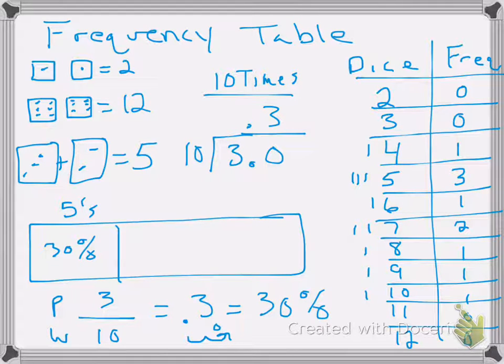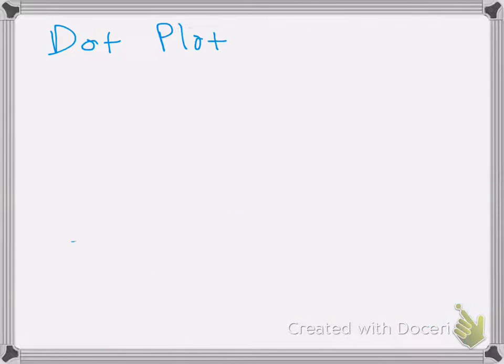5s. Okay? And then you would have to fill in the rest of it. Remember, it should equal 100%. If it doesn't, something's not quite right. All right, your dot plot, you're going to use that same exact information.